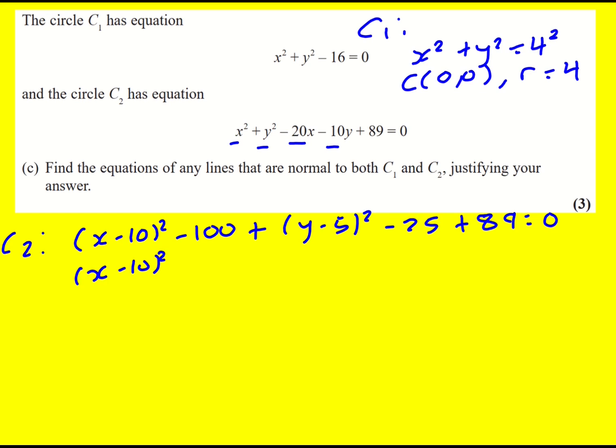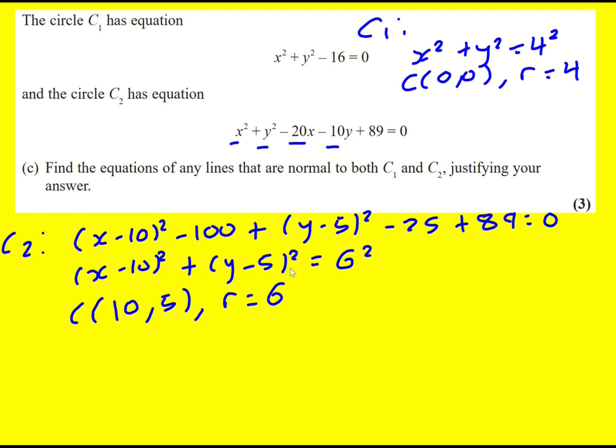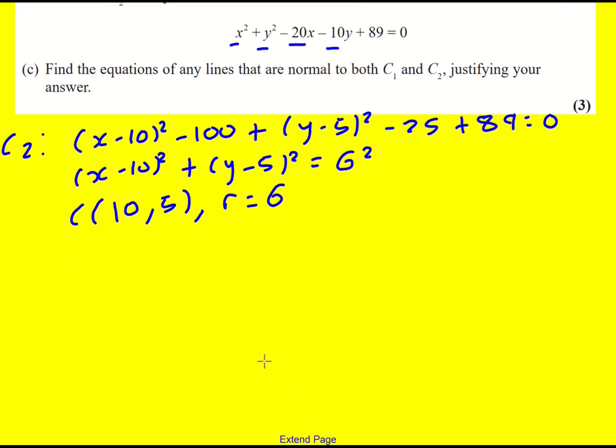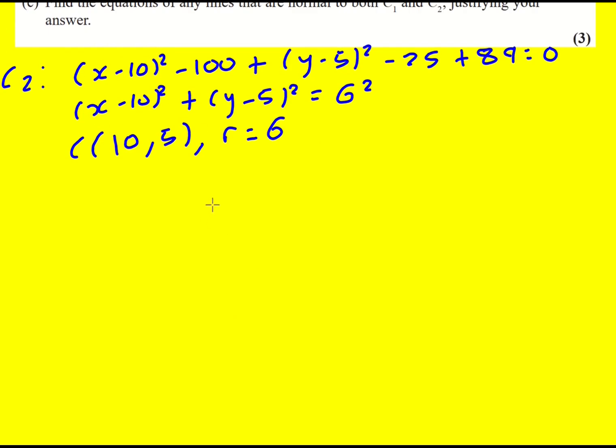Minus 100 minus 25 is minus 125. Add that onto the other side, or onto both sides, minus the 89. 125 minus 89 is 36. So we get 6 squared. Center 10, 5, radius equals 6. I can now sketch these. It's not going to be a perfect drawing, just an idea of what is going on.